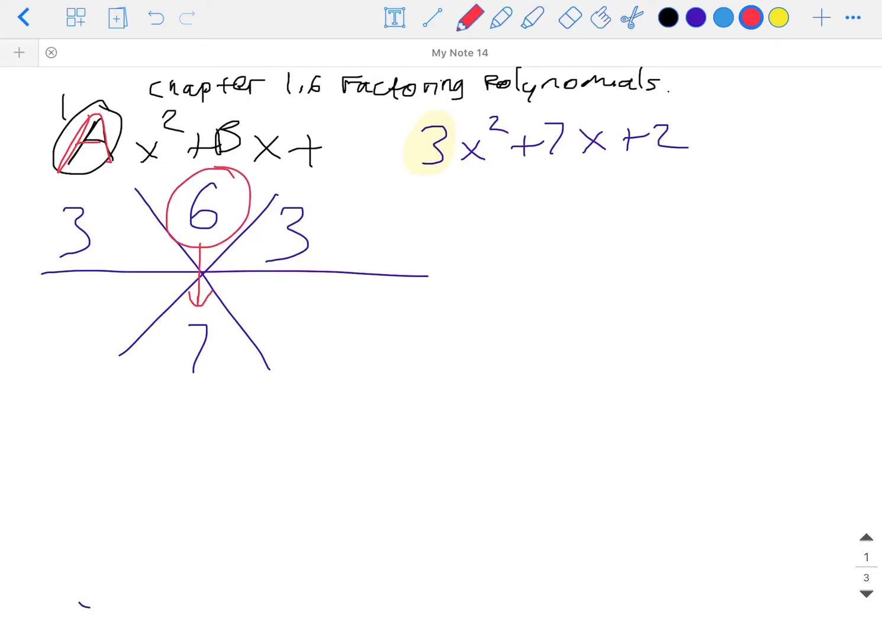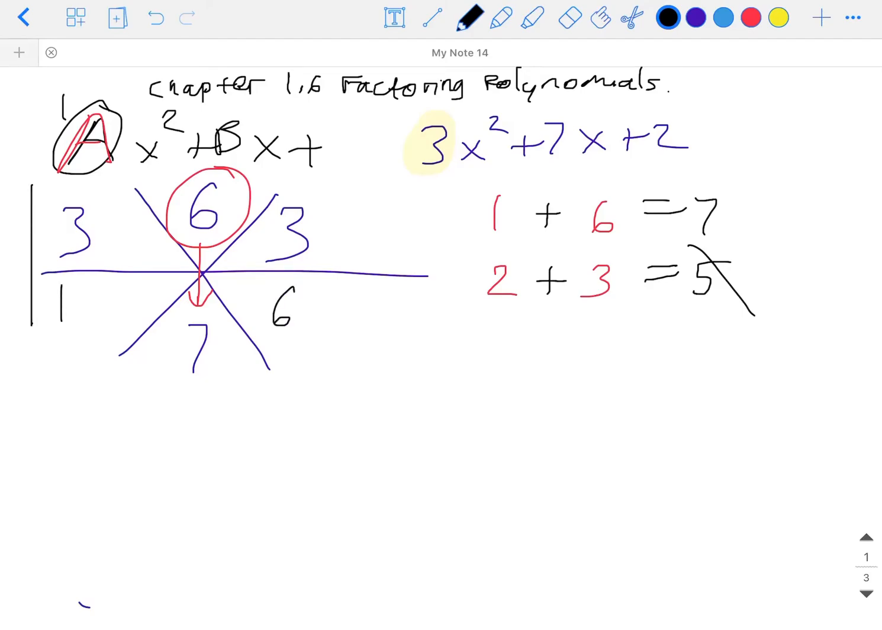So let's lay out the factors of 6. 1 times 6 and 2 times 3. That seems to be it. And we want the sum of the factors to give us 7. 1 plus 6 is 7, and 2 and 3 gives us 5. 5 is disqualified, so therefore you put 1 and 6. 3 over 1 is already reduced as a fraction. So we could just lay it out as 3x plus 1.